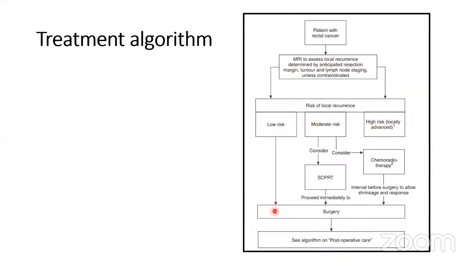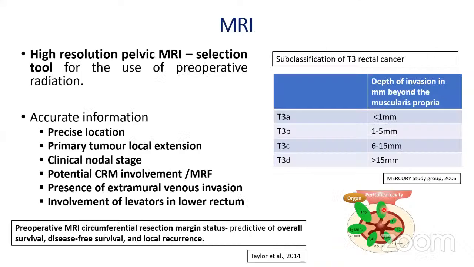Low risk patients generally go for upfront surgery. Moderate risk patients generally require some form of neoadjuvant treatment, either in the form of short course or long course chemoradiotherapy, followed by surgery. High risk patients obviously require long course chemoradiotherapy. And nowadays, total neoadjuvant treatment is also being followed, then surgery.